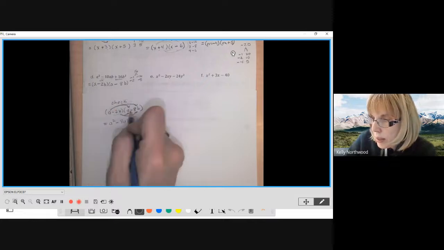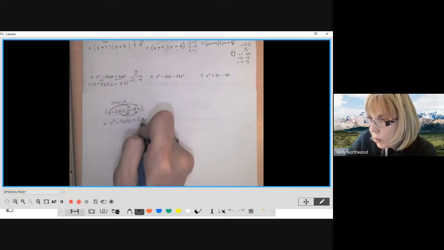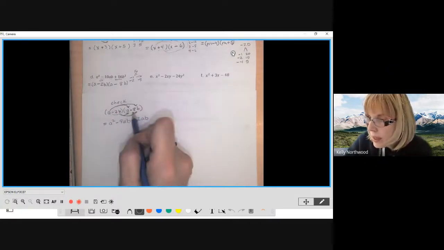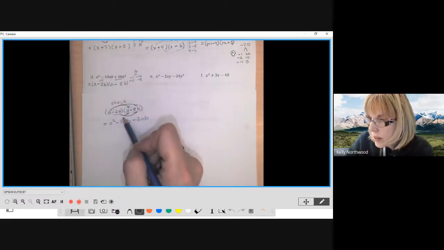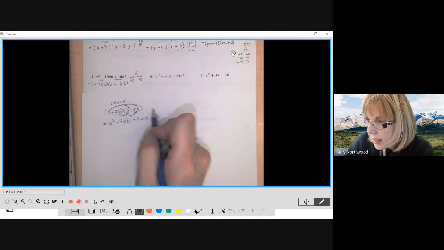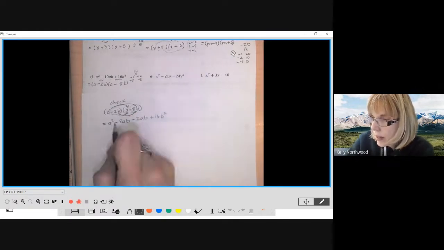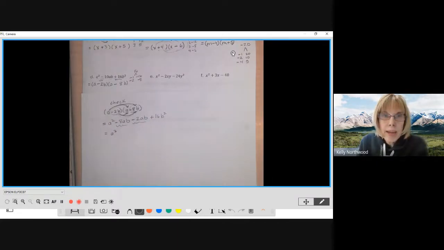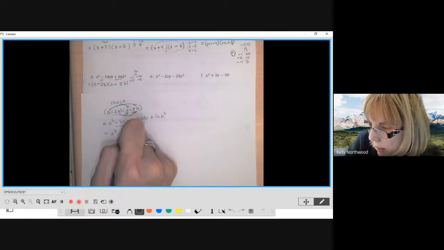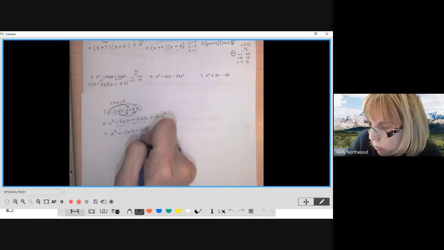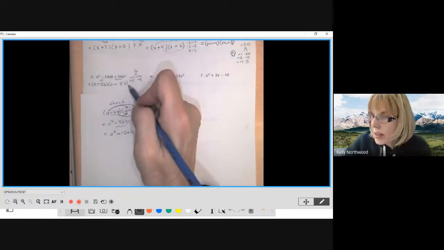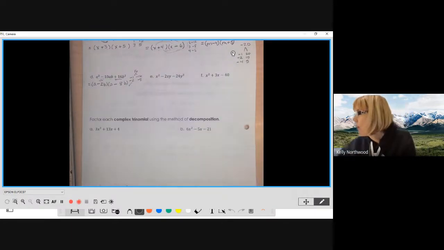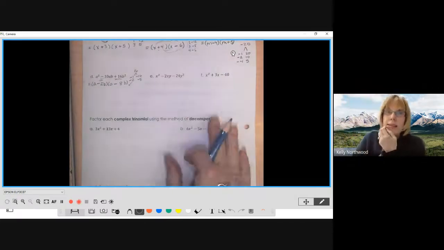And then negative 2b times a is negative 2ab. And then negative 2b times negative 8b, so those are our last, is positive 16, and b times b is b squared. And you can see the middle terms can be collected. So negative 8ab minus 2ab is negative 10ab. And that's what we started with. So it is correct. It's a simple trinomial, even though it looks more complicated. So using that, we should be able to do E, same idea.